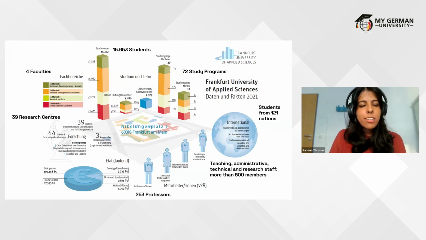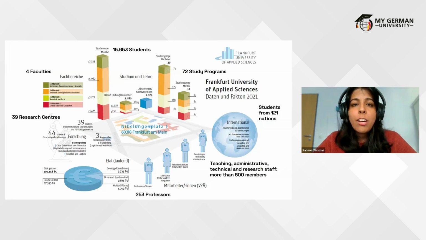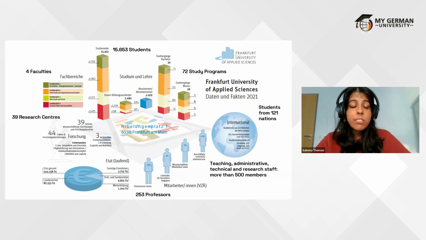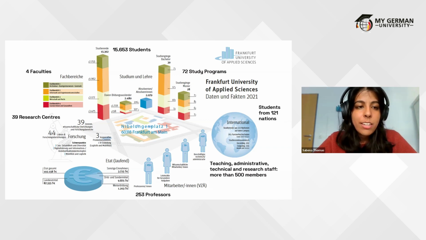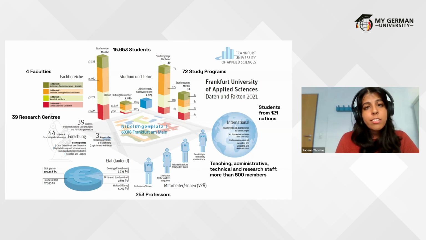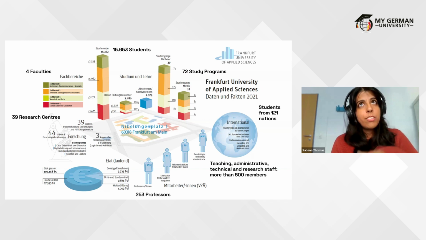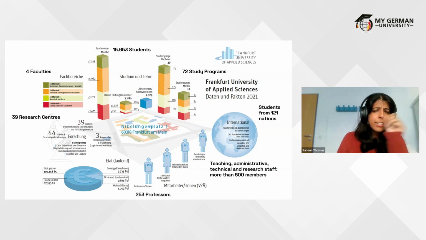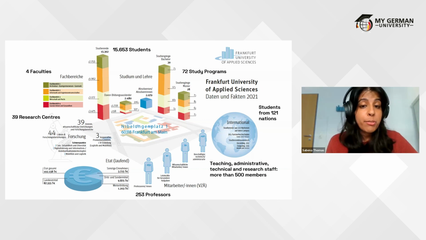The university itself has over 15,000 students, and we have students from over 121 nations. We also have a research basis of about 39 different research centers and about 253 professors. The university is located in the northern central part of Frankfurt, and it's made up of four different faculties.